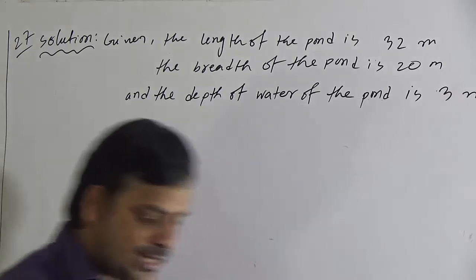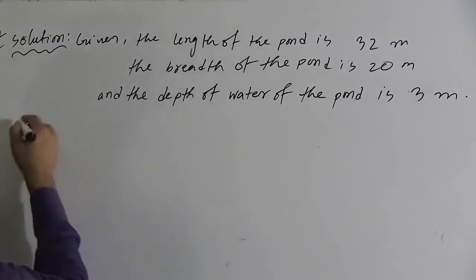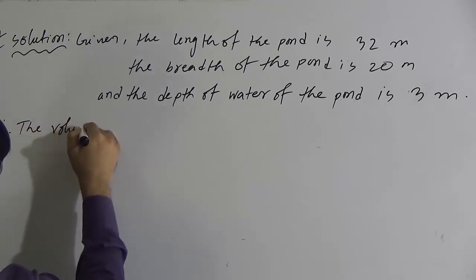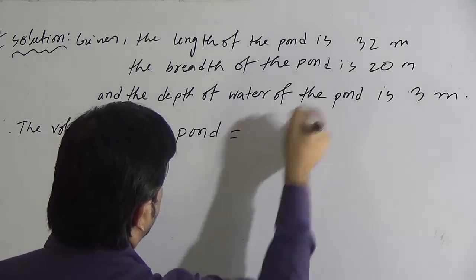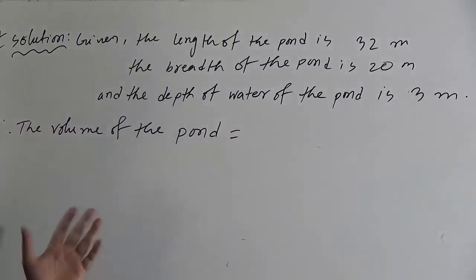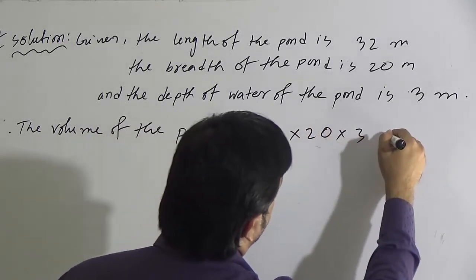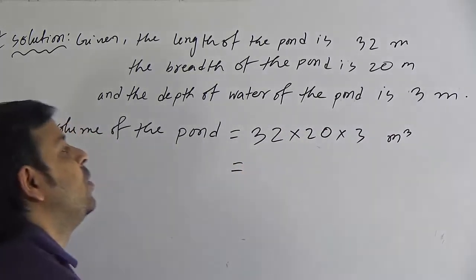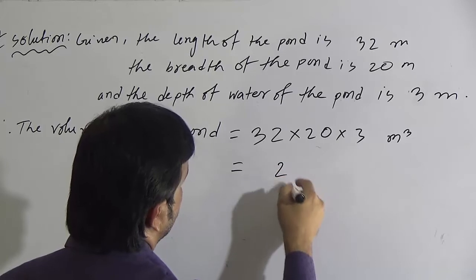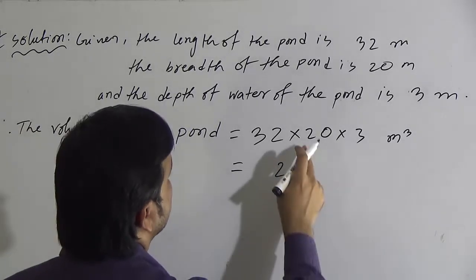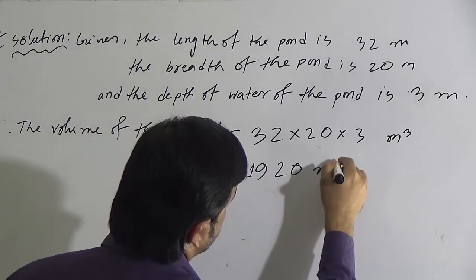These informations are given, so we can determine the volume of the pond. It means the volume of the water contained in the pond. The volume of the pond will be equal to, dear students, you know, to determine the volume we have to multiply the length, breadth and height or depth. So we can write here product of 32, 20 and 3. This will be cubic meter, as the unit is meter. 3 2s are 6, 6 2s are 12, so 2, 1 left, 6 3s are 18 and 1 is 19. Here is a 0. That is 1920 cubic meter is the volume of the pond.